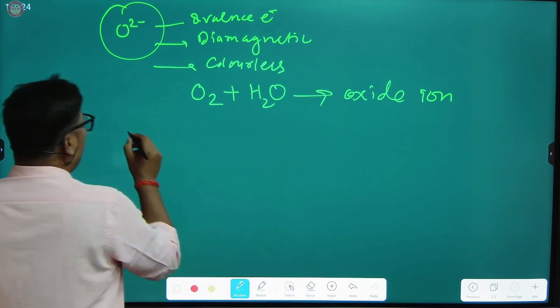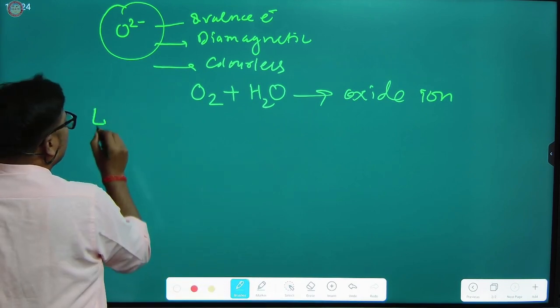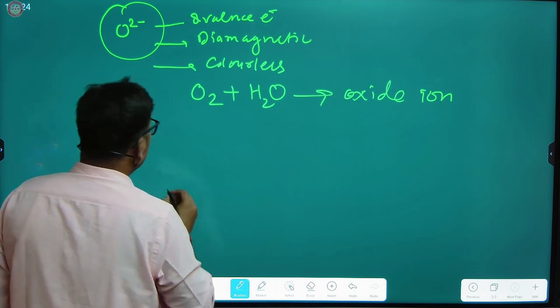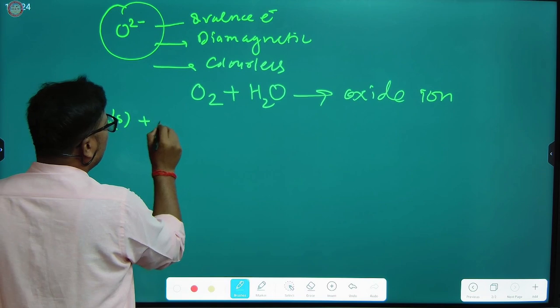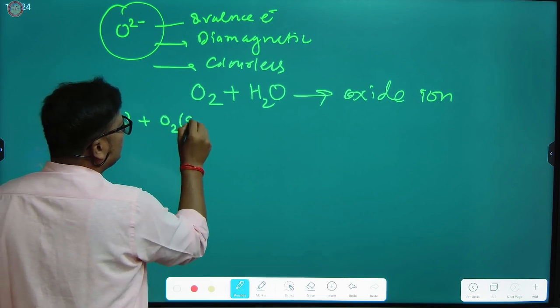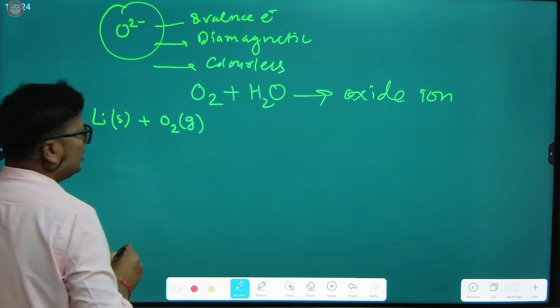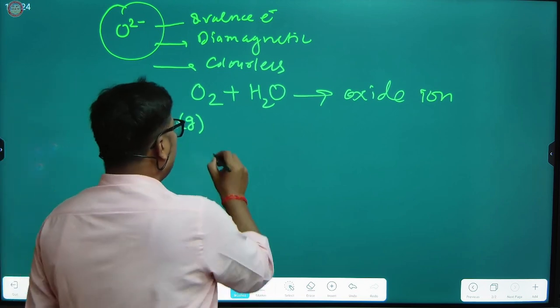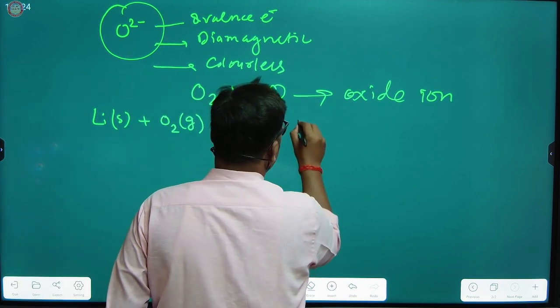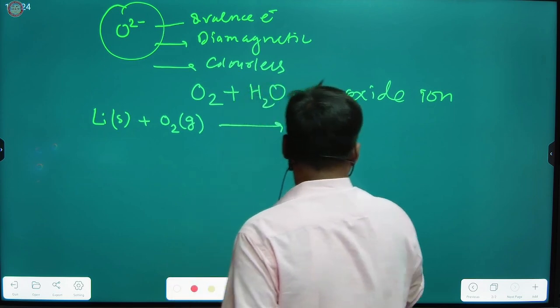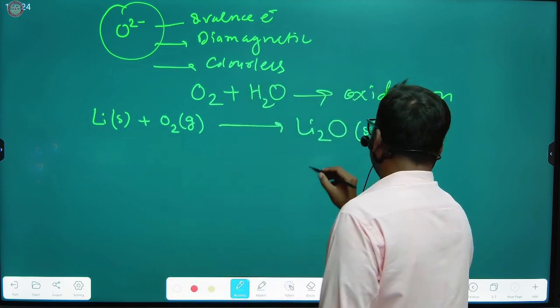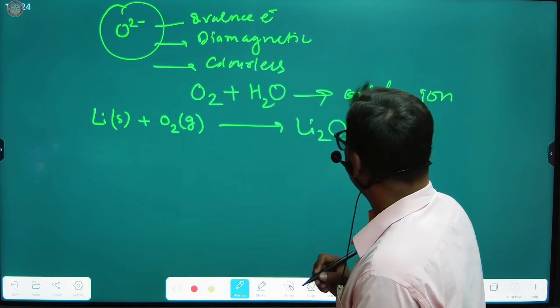Here lithium, once in a solid state, reacts with oxygen gas in the atmosphere, right? So it forms Li2O in a solid phase. So this is called lithium monoxide.